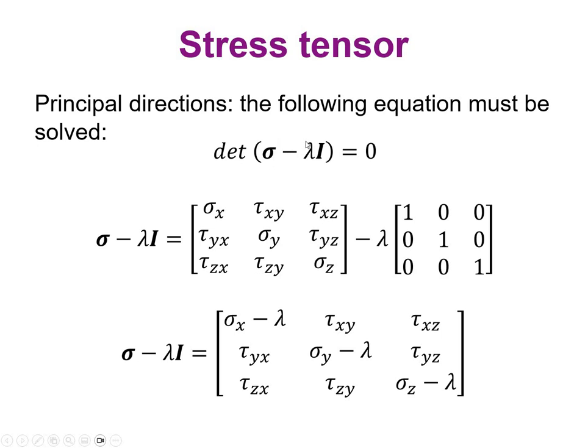So the stress tensor sigma minus lambda, which is a scalar, multiplied by the identity tensor that you can see here in matrix form. So it's a tensor that has only ones in the main diagonal and zeros for the corresponding shear components, let's say. So at the end, after applying the matrix operation, you have the expression of the determinant in here. Not the determinant, it is the matrix that you use to calculate the determinant.